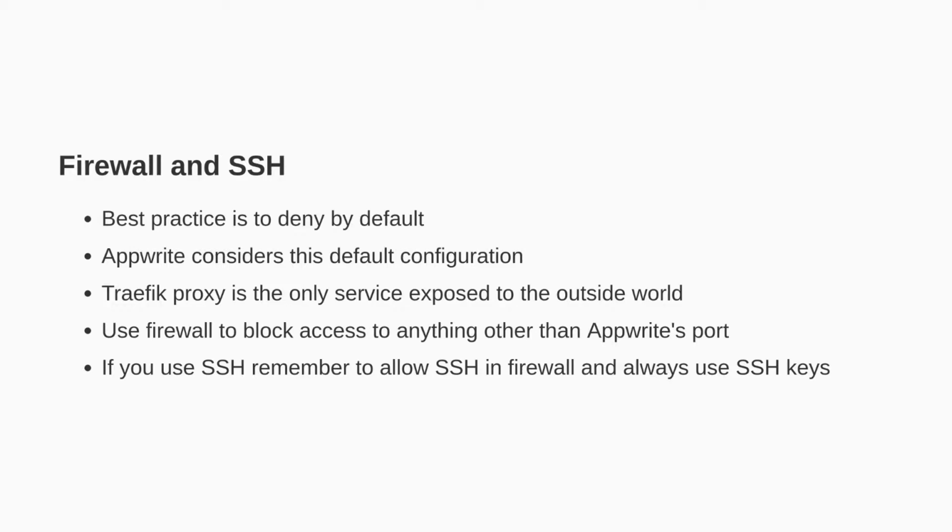So following the same approach, you can use a firewall to block access to everything other than the Appwrite default ports that you require. For example, if you install with the default ports, Appwrite requires port 80 and 443. So you can allow access to only these two ports. And also, if you use SSH, remember to allow SSH in your firewall config, and for SSH, always use SSH keys instead of passwords because they are more secure and reliable, and also very easy to use.